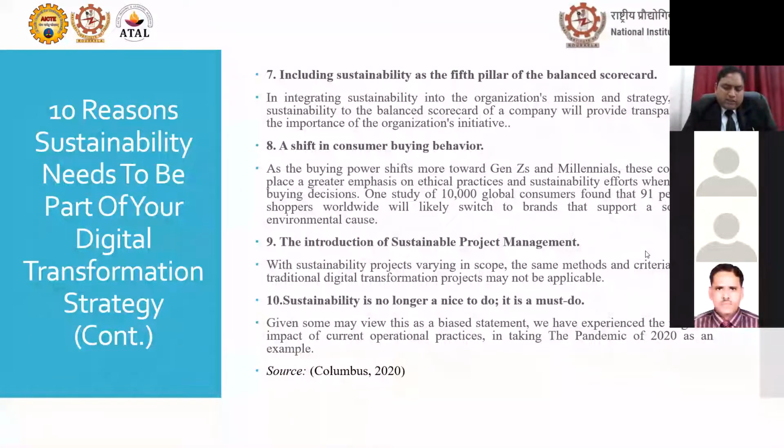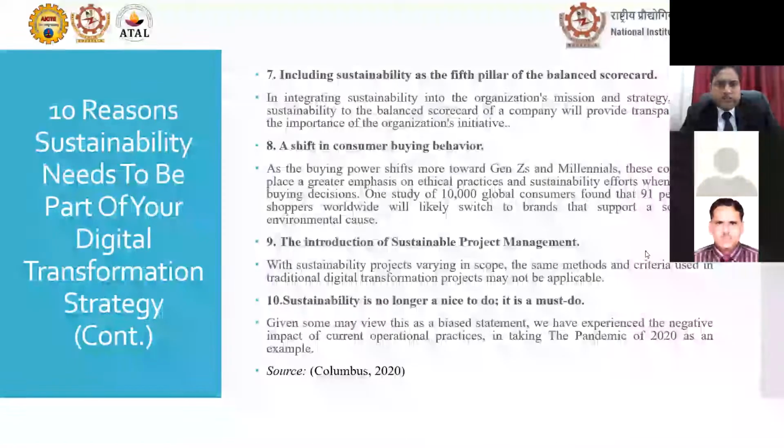Again, there is now a shift in the behavior of consumers also. Generation Z and millennials are more and more inclined towards buying sustainable products, organic products, something that saves energy, something that is environment friendly. We have shared some data over here. One study of 10,000 global consumers found that 91% of shoppers worldwide are likely to switch to a brand that supports a social or environmental cause. Since this trend is shifting, and Generation Z and millennials are quite active on the internet, if an organization does not embrace digital technology as part of its ESG disclosures or reporting, it is going to suffer in the near future.